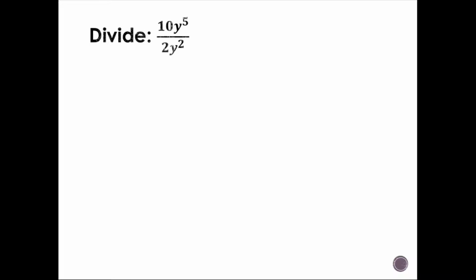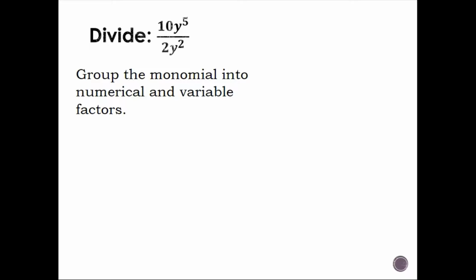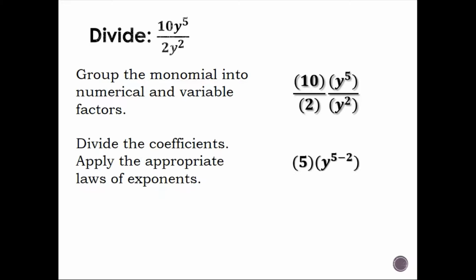Now let's divide 10y to the 5th power over 2y squared. The same as with multiplication, we will divide the constant by the other constant and the literal coefficient by the other literal coefficient. So doing that, 10 divided by 2 equals 5, and y to the 5th power over y squared. Applying quotient of powers, we will subtract the exponents 5 and 2. So the final quotient is 5y cubed.